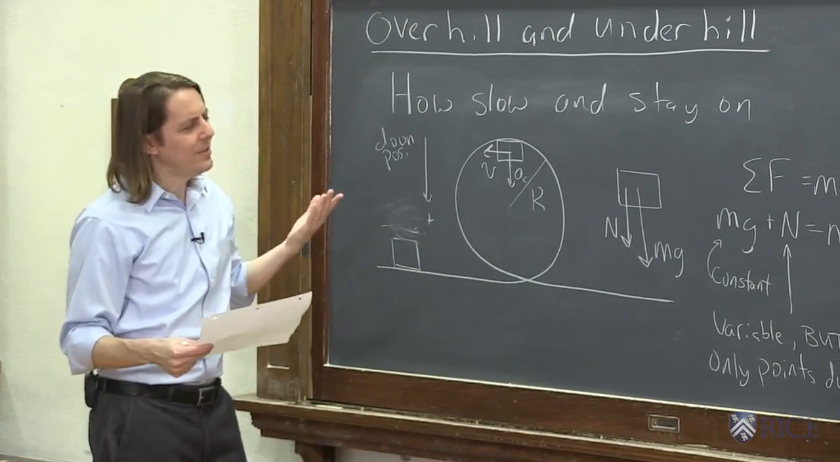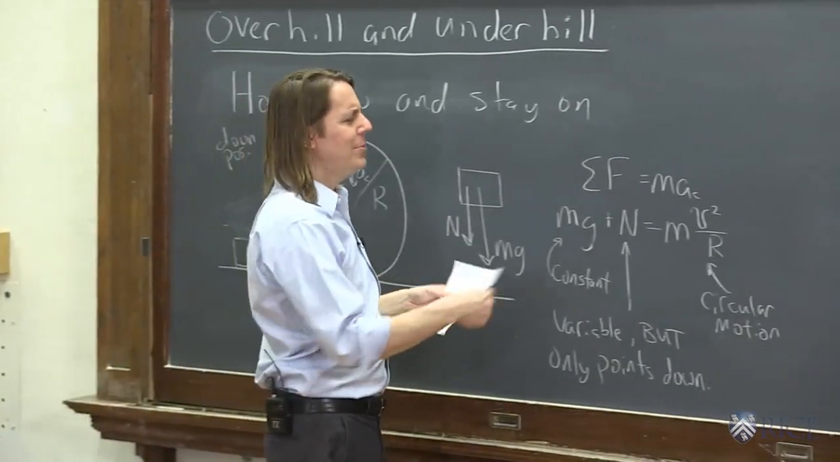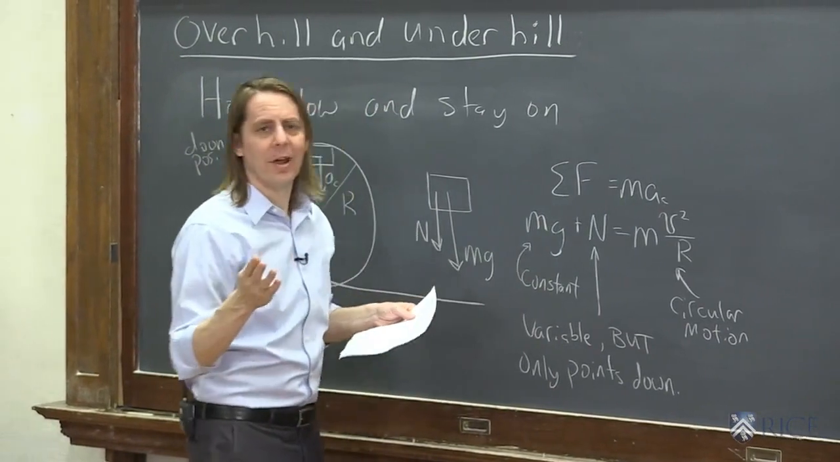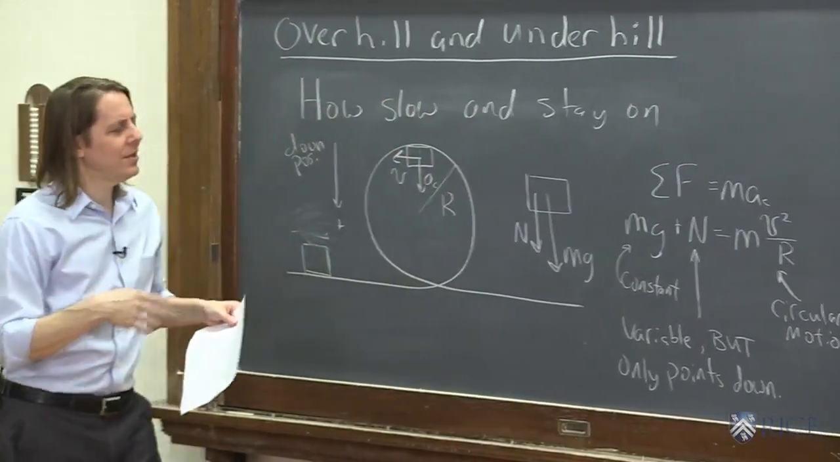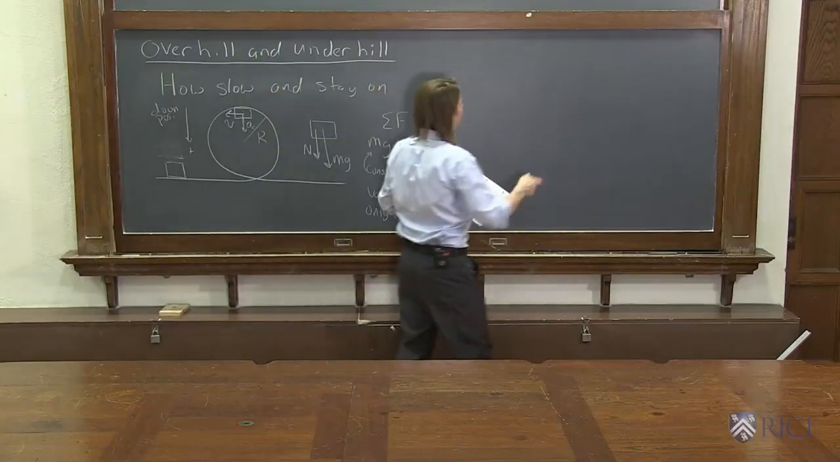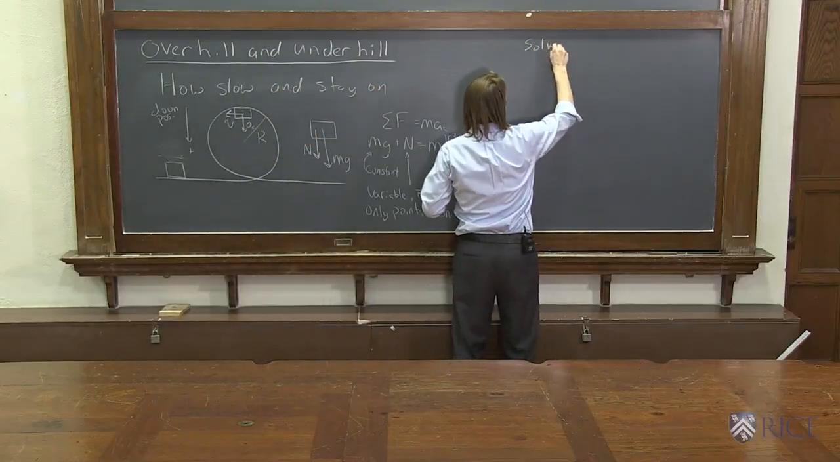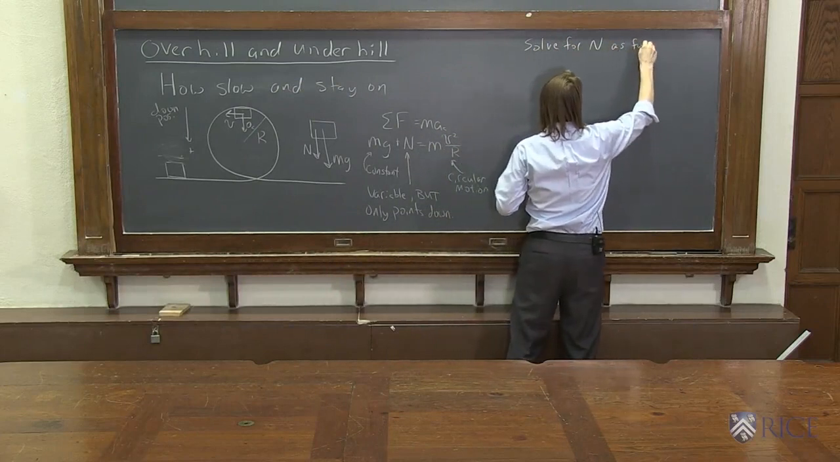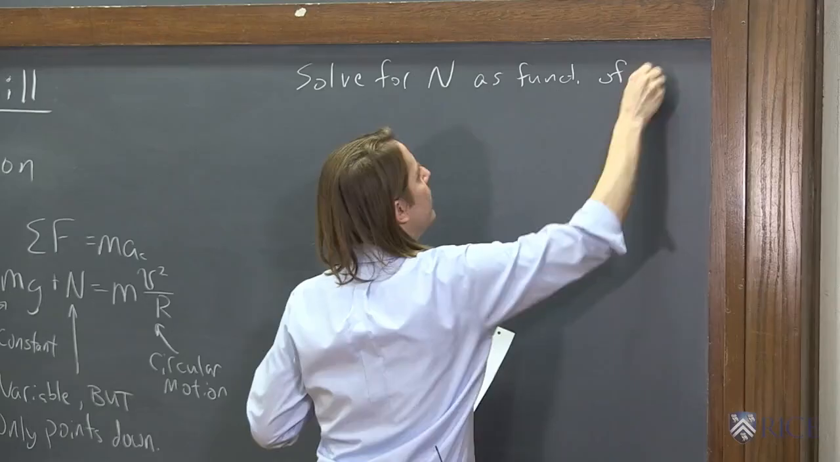So one way to solve these is just kind of intuitively say, well, the limiting speed must be when this is 0, so I solve for v. And that is correct. That's how you do the problem. But let's look at it and see if we can do that a little more mathematically, if that makes you feel better. Let's solve for the normal force as a function of the speed.